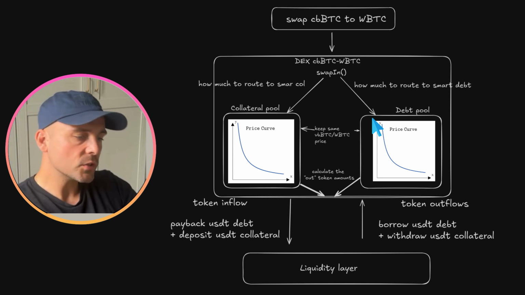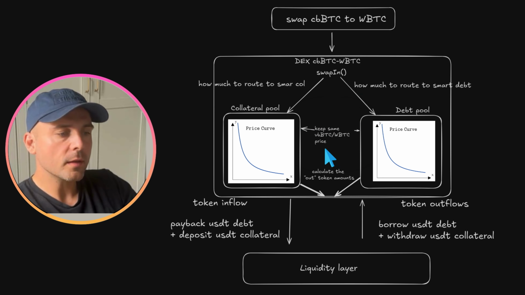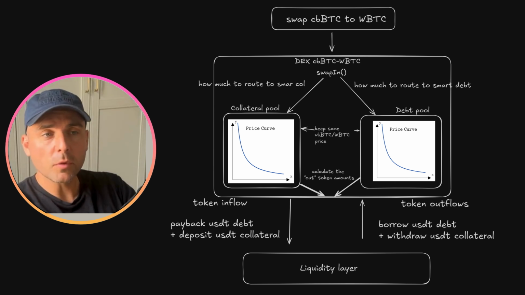And also worth mentioning is that these two AMM pools always keep the same price, because there's an internal arbitrage mechanism in case the price deviates at the end of the trade. Obviously, if we want to understand how the DEX determines how much should be routed through each pool, we need to understand the pricing mechanisms behind Fluid DEX. So let's look at this now.